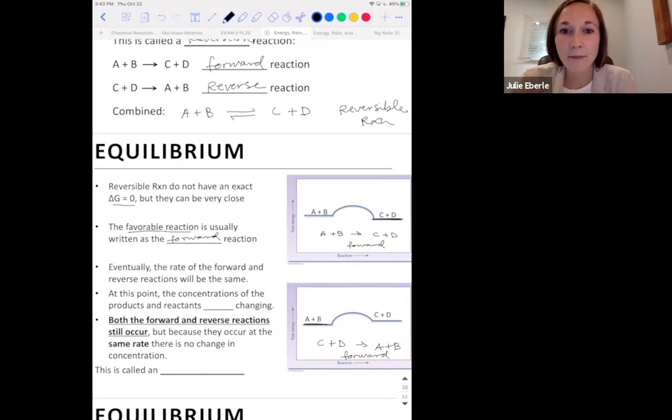Whatever we write as forward, whatever we write as backwards or reverse, eventually the rates of those things are going to level out and equal out. And now we're getting into a state of equilibrium. And that's all this bullet point is saying.